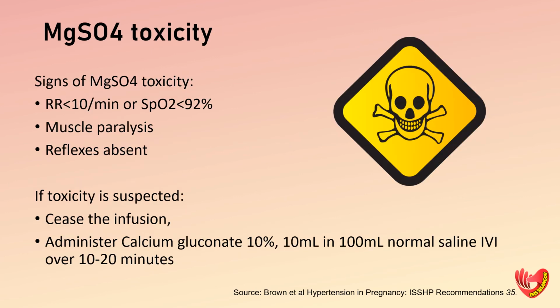The patient has developed MagSulf toxicity if there is evidence of respiratory depression, muscle paralysis, or if the reflexes are absent. If this is suspected, then immediately cease the infusion and administer the antidote of calcium gluconate 10%, 10 ml in 100 ml of normal saline via infusion over 10 to 20 minutes.